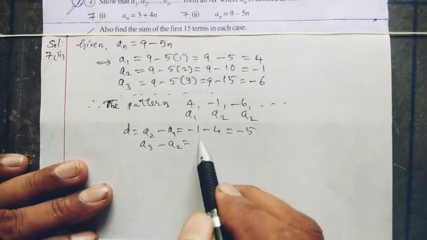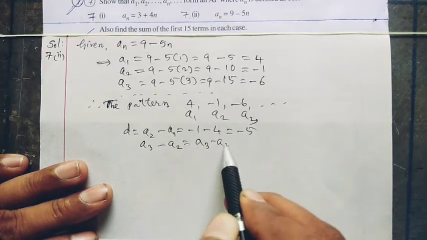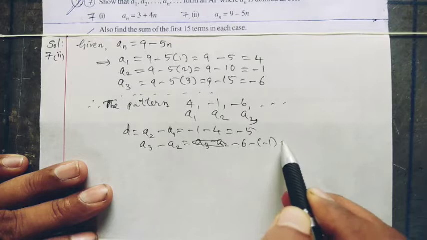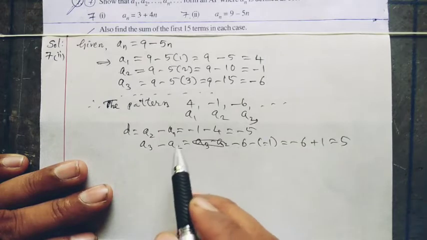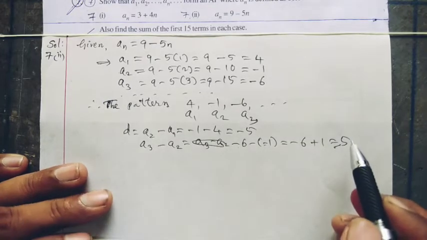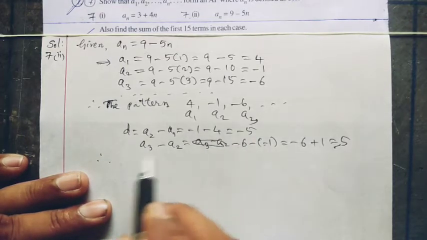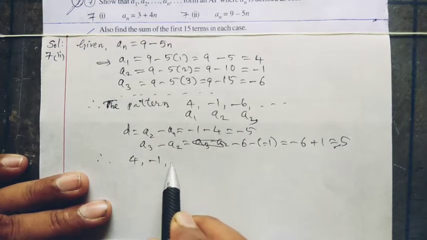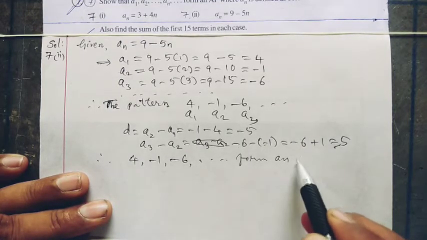This is a common difference. A3 - A2 = -6 - (-1) = -6 + 1 = -5. Therefore, the common differences of these terms are equal. Therefore, 4, -1, -6 and so on form an AP.